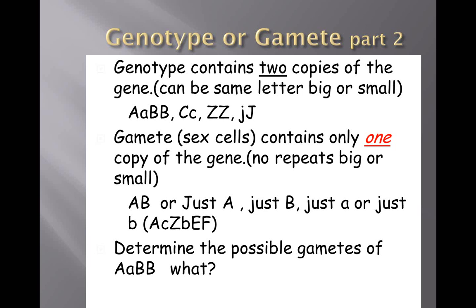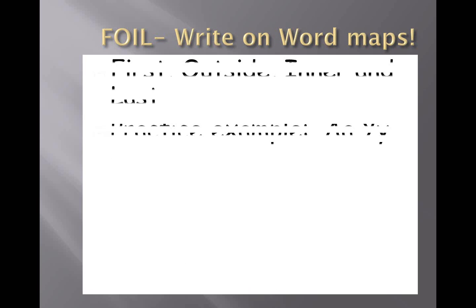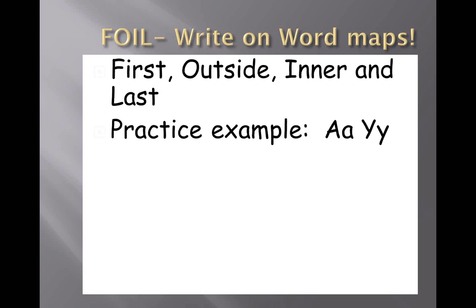So the best way is for us to determine what the gametes would be for this possible genotype: capital A, lowercase a, and big B, big B. Here's how you do it. You do it through this process called FOIL. First, outer, inner, last. First, outer, inner, last.